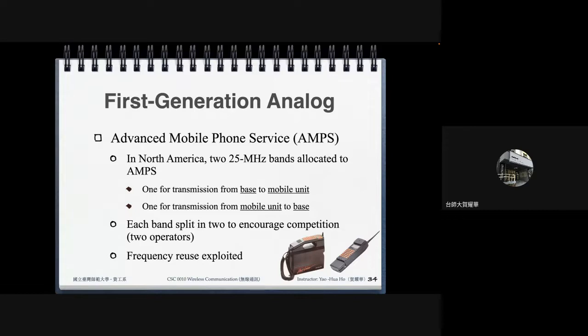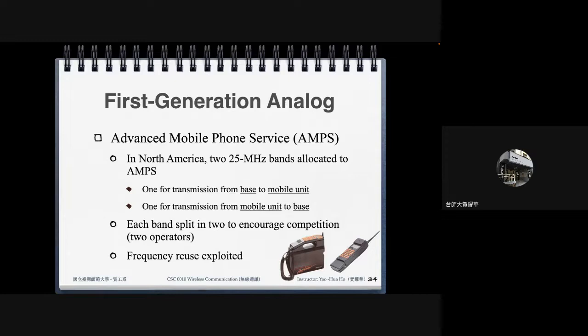Each of those 25 megahertz bands is split in two to encourage competition, to two operators. I believe it was AT&T and Bell as the two companies. Kind of like the competition among the telecom companies in Taiwan. So breaking the channel into two allows the two companies to compete with each other.